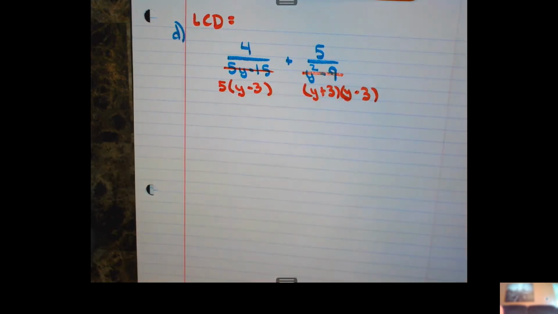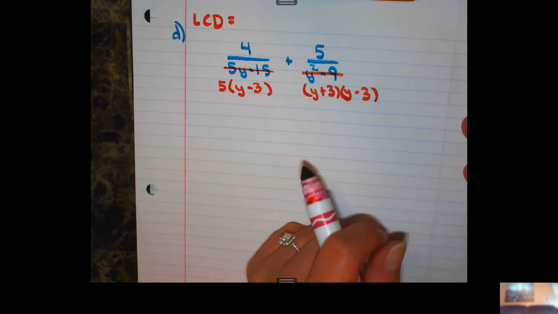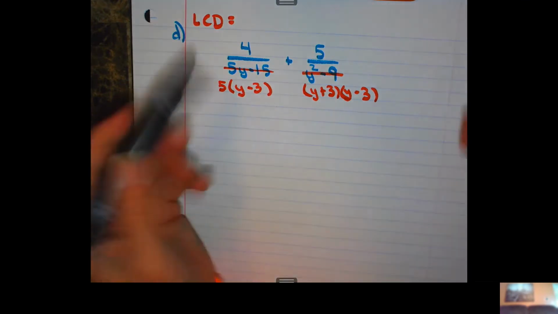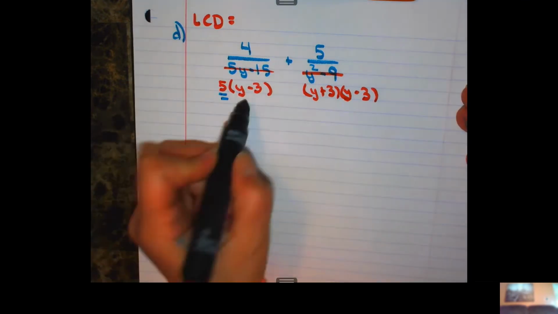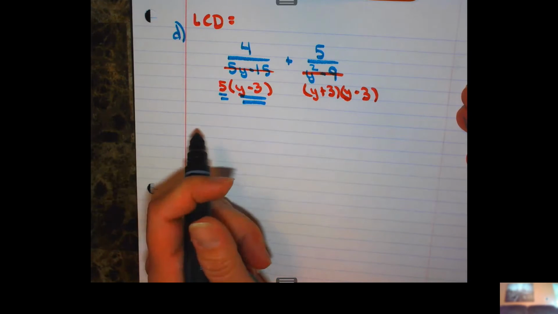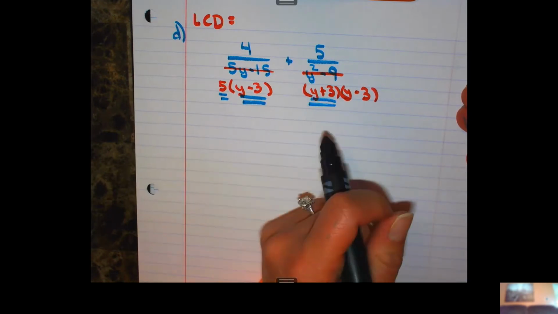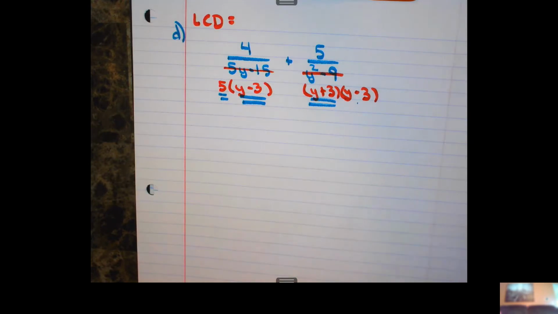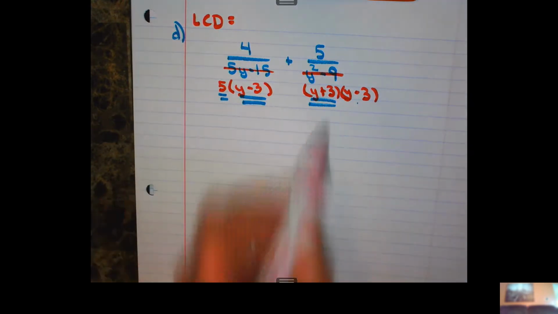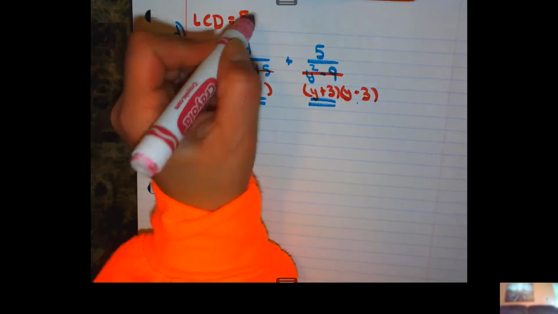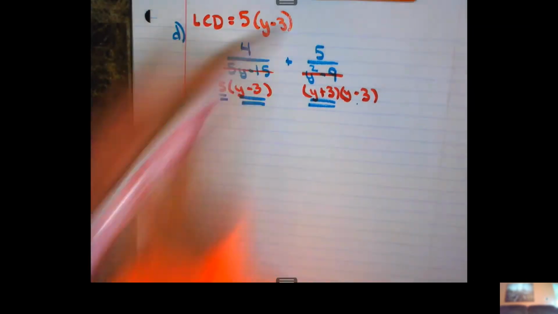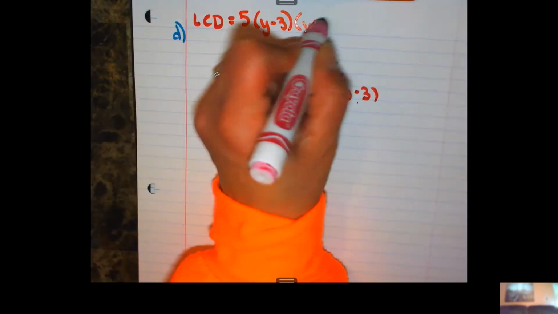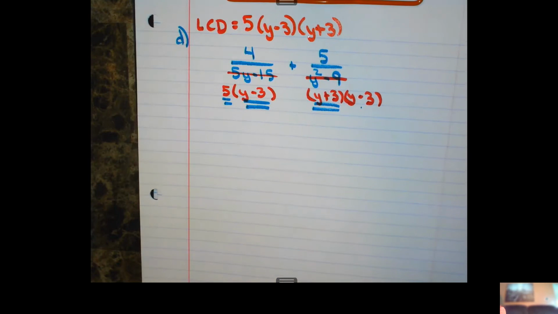Our LCD is going to be one of everything. So we need to include the 5, the y minus 3, the y plus 3. We already have the y minus 3, so we don't count it again. So our LCD is everything that I've just underlined. So we have a 5, a y minus 3, and a y plus 3. A little more complicated. Same procedure as before.